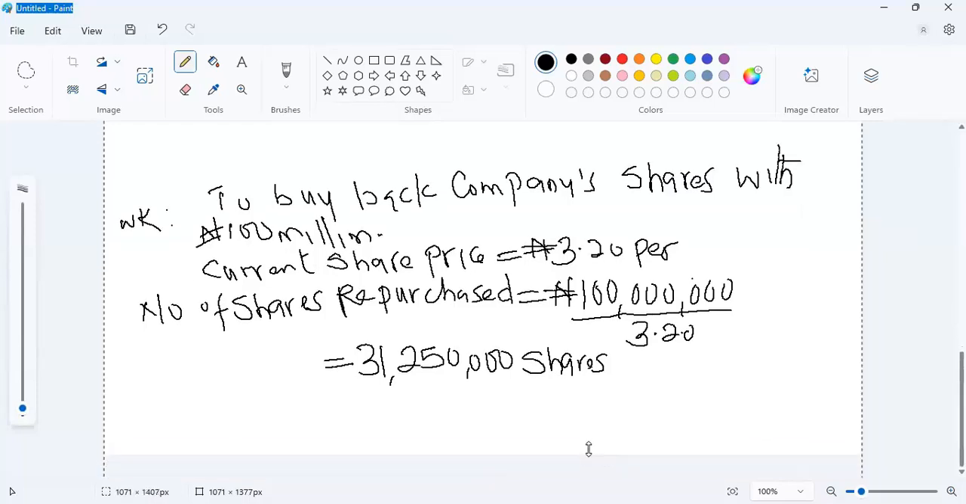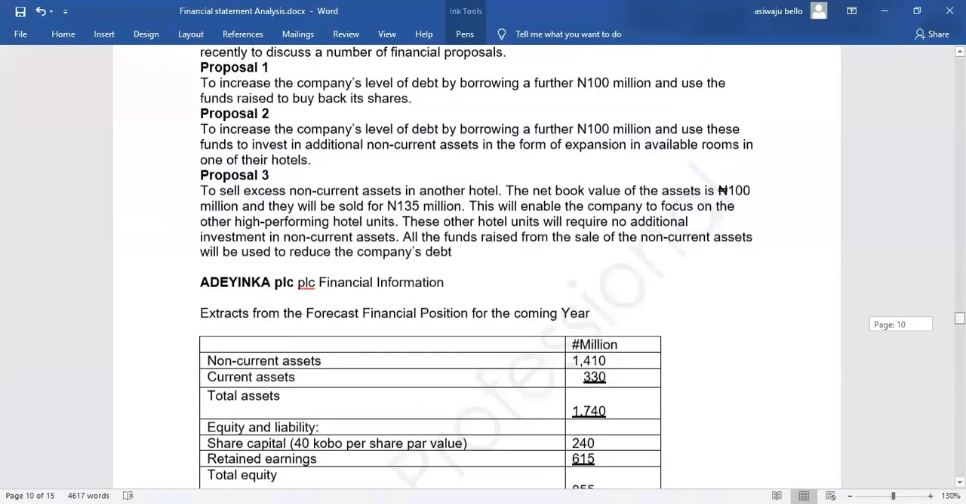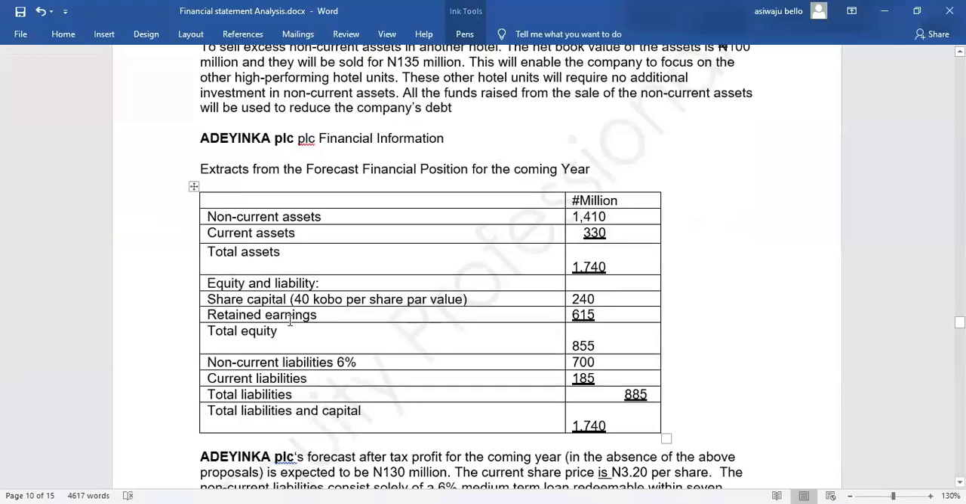How did you get 40 kobo? Look at your question. Share capital in bracket 40 kobo per share. Can you see it now? Yes. So you can go back now. We now separate it.